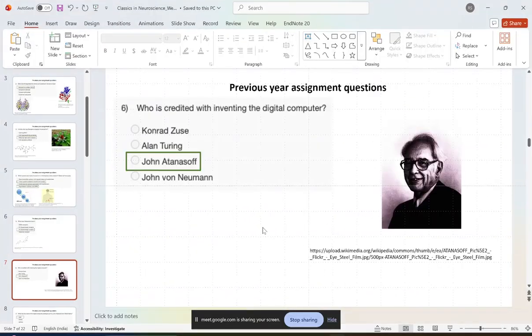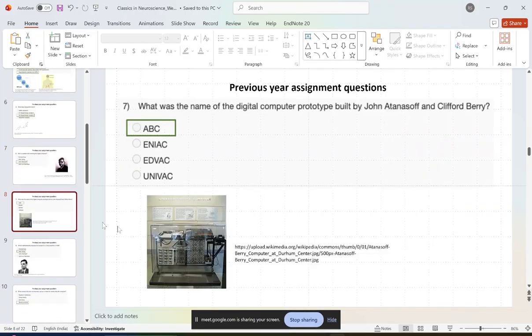So anyway, coming back to the question, who is credited with inventing the digital computer? It is John Atanasoff, who first came up with an idea that this is how a device should be built, which will have a memory for storing the computations, and it should have electric and electronic components for making such calculations, and the use of base 2 or binary system for storing the information and for processing and so on.